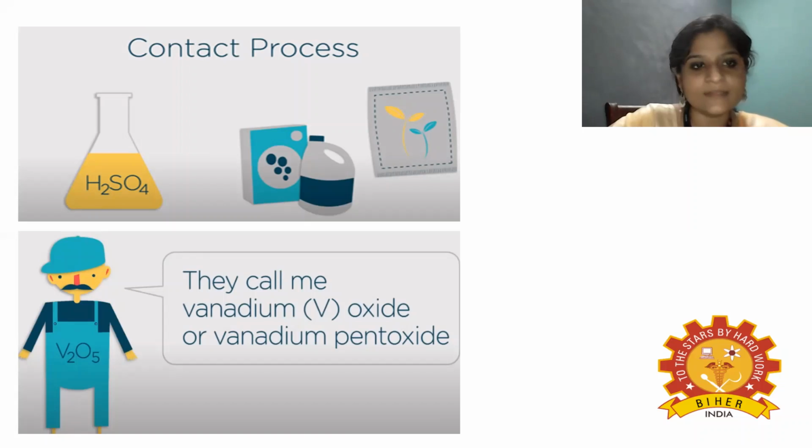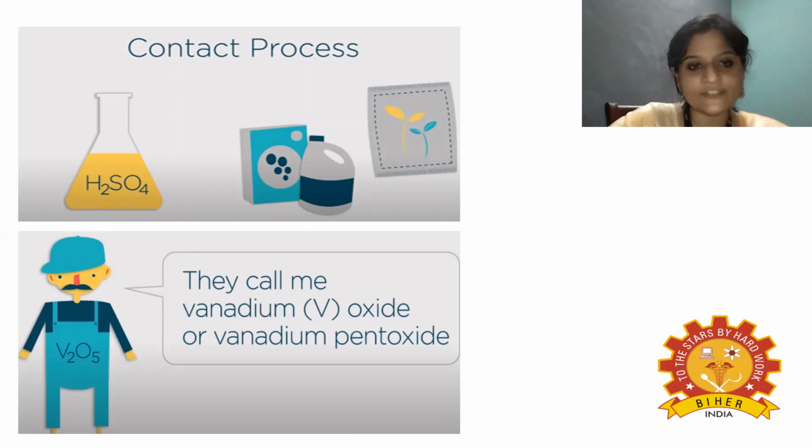It acts as a catalyst in this reaction. So from sulfur oxide and oxygen, we are going to get this H2SO4. So this vanadium oxide or vanadium pentoxide is going to be the catalyst for the contact process. So likewise, there are a lot of chemical processes which are catalyzed using a catalyst.